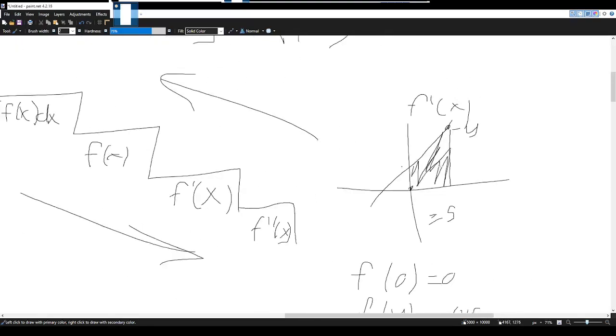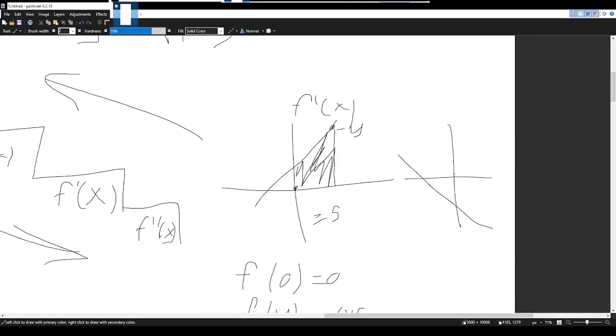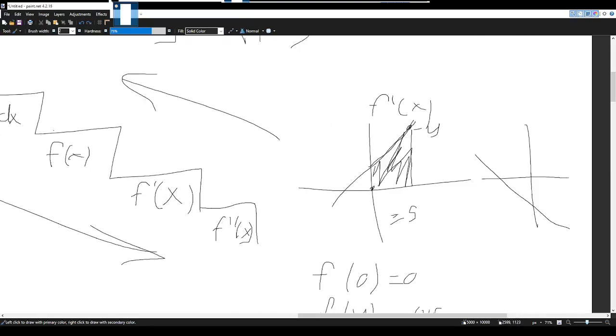Now, if you had something like this, right? And also notice that makes sense, right? Because the derivative is positive for this whole period, which means that f should be increasing, right? It should be going up, and this tells you how much it goes up by.